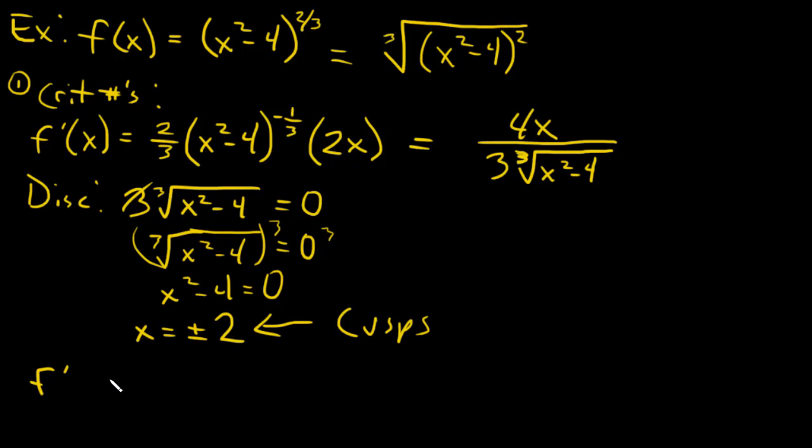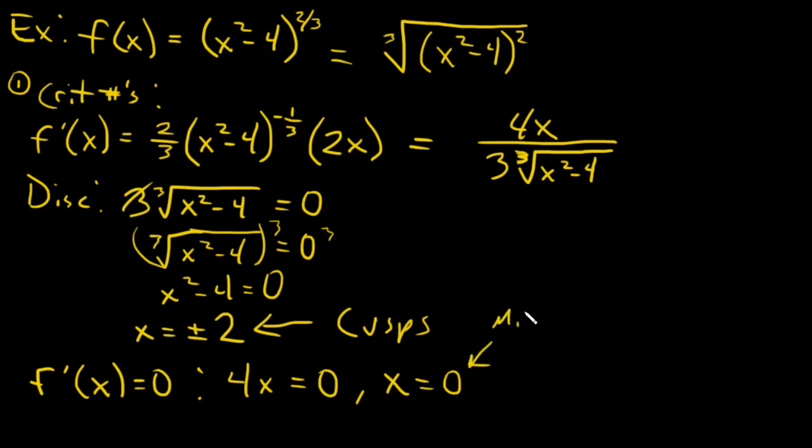Now I need to know where f prime of x is equal to 0. f prime is going to tell me where my mins and maxes are. So f prime of x equal to 0. Well, that implies that I set the top part equal to 0, right? Because a fraction is equal to 0 when the top is equal to 0. So 4x equals 0. Alrighty, that's not too bad. That means at x equals 0, I have a critical number. This is a min or a max right here. So I've got two cusps and a min or a max. At x equals negative 2, x equals 0, and x equals positive 2, I have critical numbers.